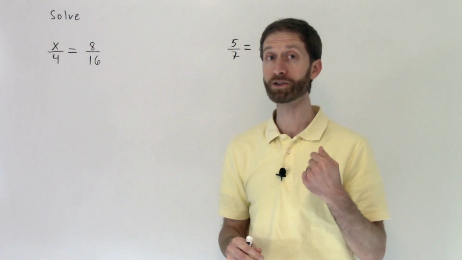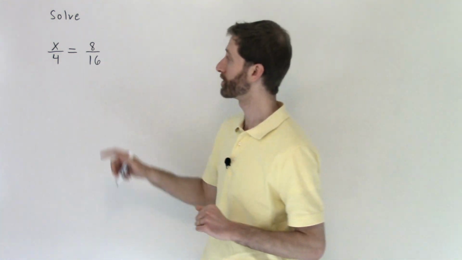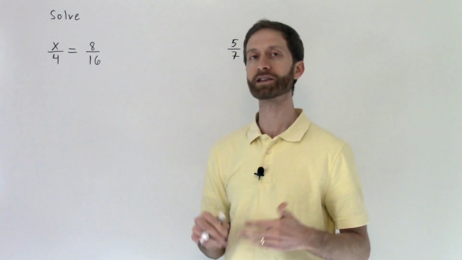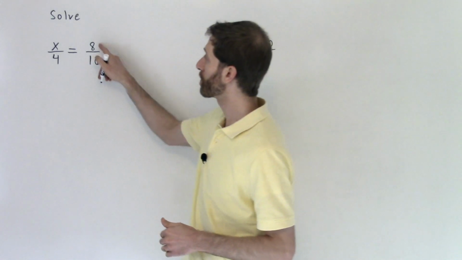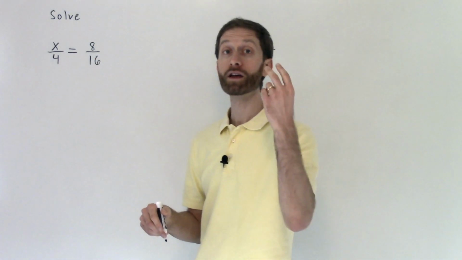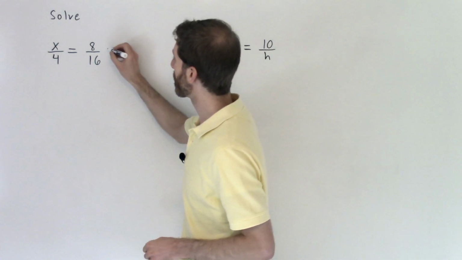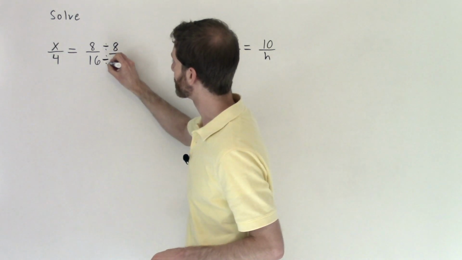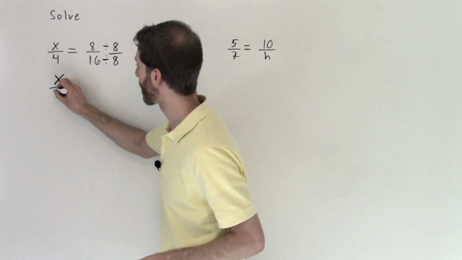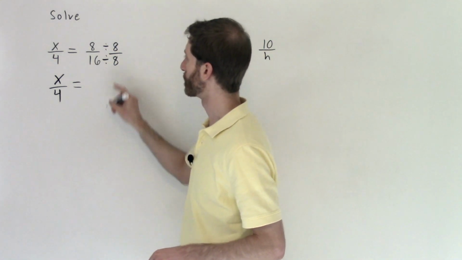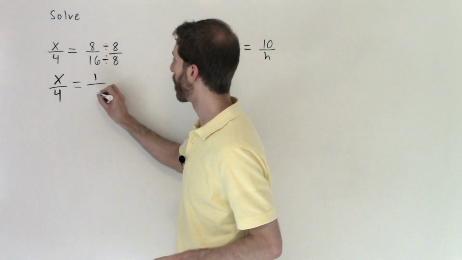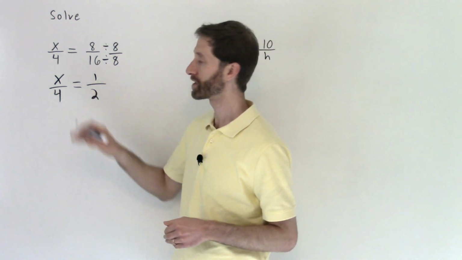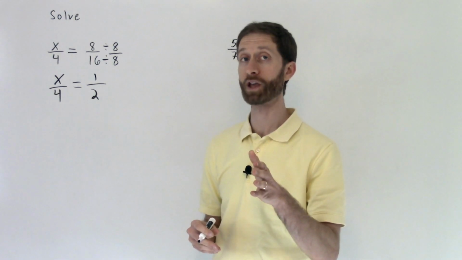But the first thing I like to do is look at the fractions involved and see if I can simplify them. 8 over 16 simplifies really nicely, and that's going to make my solving much easier. 8 over 16 has a greatest common factor of 8. So I'm going to divide the numerator and denominator by 8. And that is going to make for a much nicer proportion. So I'm going to have x over 4 is equal to, 8 divided by 8 is 1, over 2. So now I've got the same ratio on the right side and a much easier proportion to solve. So simplify first if you can.